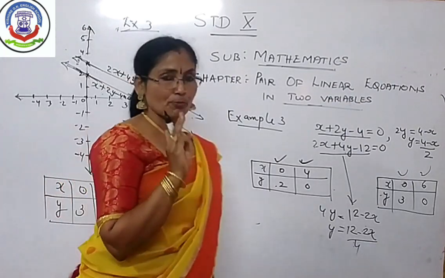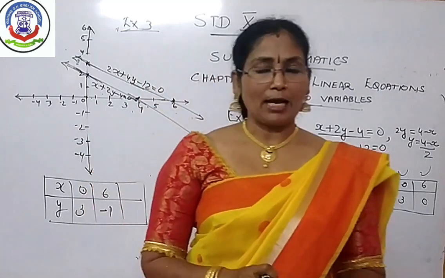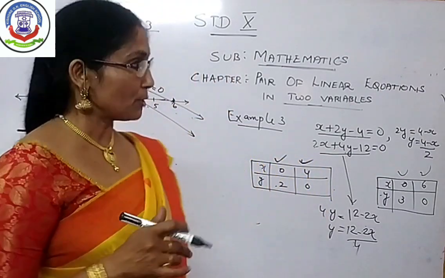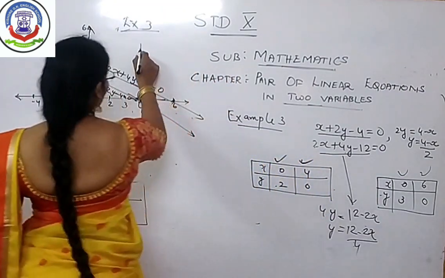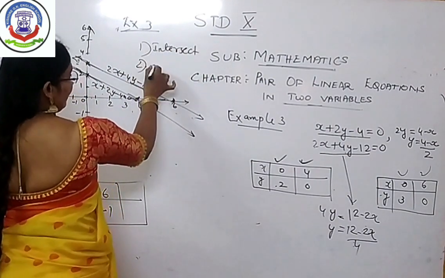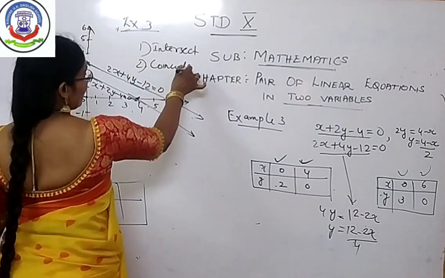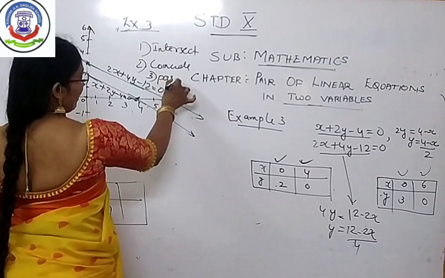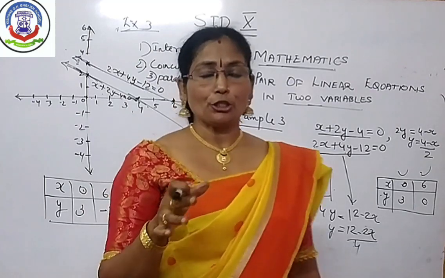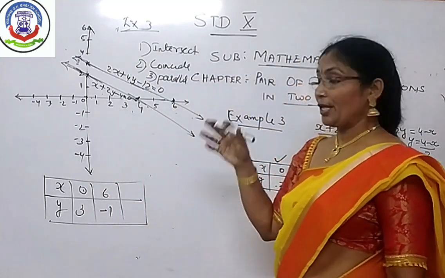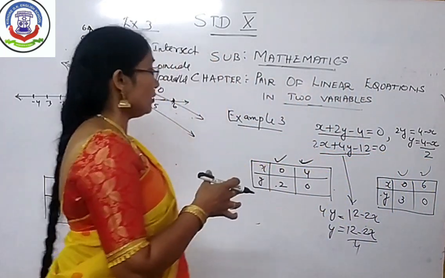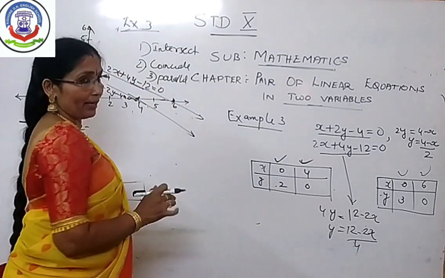So here we have explained 3 examples. In the first example, when you express the pair of linear equations geometrically, you got that the lines are intersecting. In the second example, you have seen that they are coinciding. In the third example, you have seen that they are parallel. That means these are the 3 conditions that come when you represent geometrically a pair of linear equations in 2 variables in a geometrical plane.